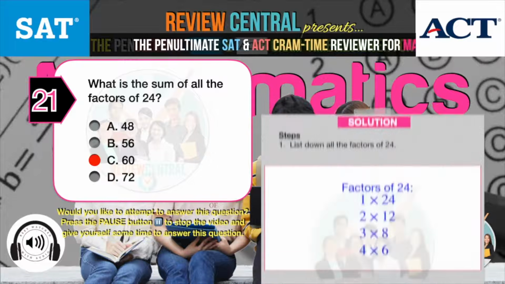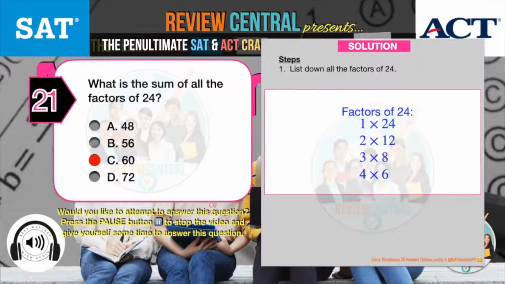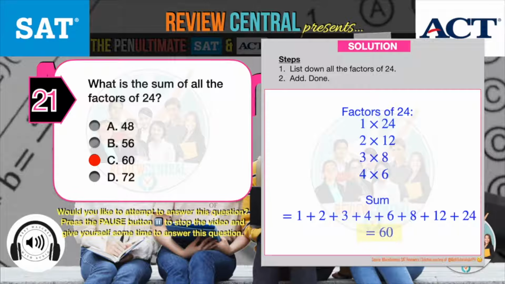60. For this problem we don't have much choice but to determine and list down all the factors of 24 as follows. 1 times 24. 2 times 12. 3 times 8. 4 times 6. These are all the factors of 24, right? Adding them all up, 1 plus 2 plus 3 plus 4 plus 6 plus 8 plus 12 plus 24 equals 60.